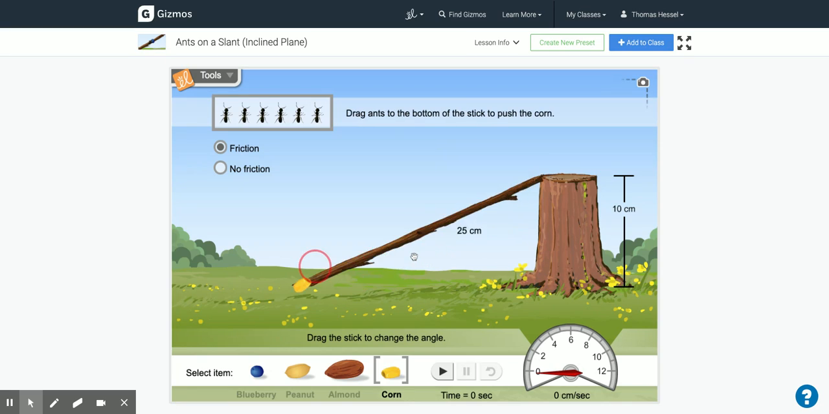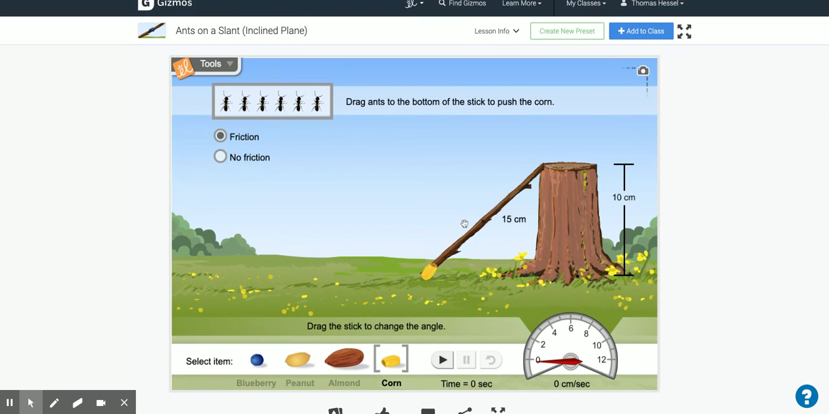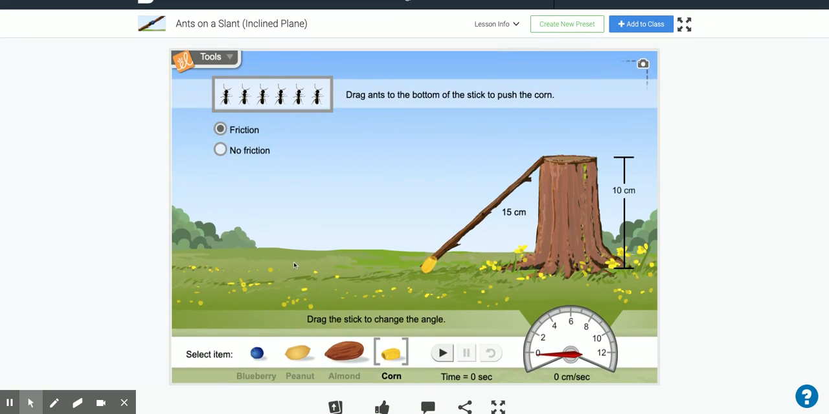And also, oh, by the way, one other important thing is that you can change the position of the sticks to change the angle. And I think that's about it. So good luck with ants on a slant, and have fun.